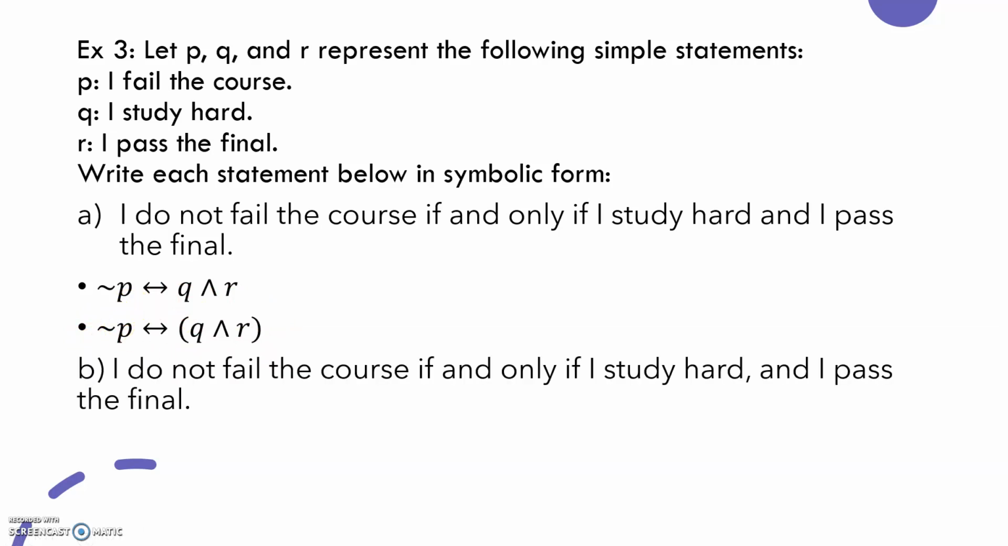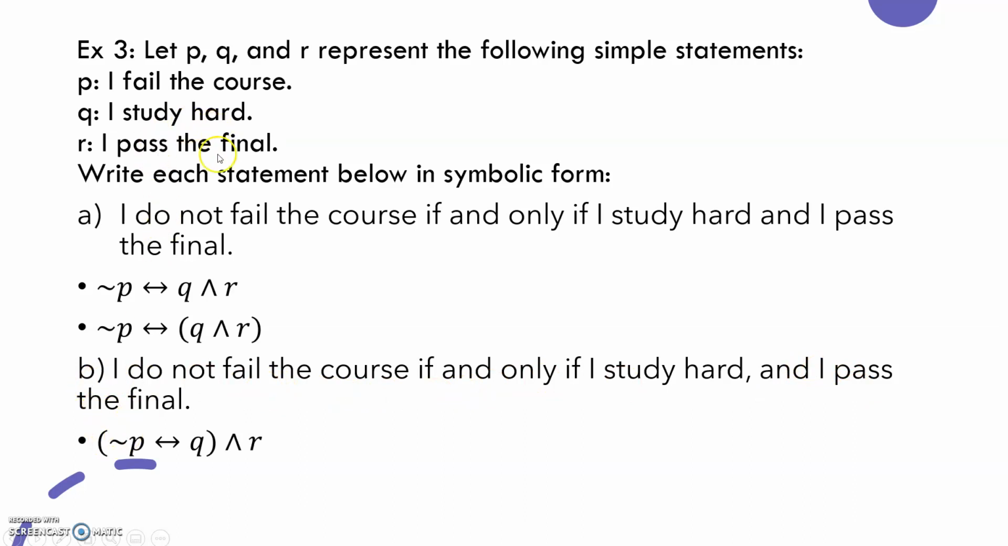All right, one last one. I do not fail the course if and only if I study hard, comma, and I pass the final. So the comma here lets me know how to group it. So because I have a comma, I actually know how to group it. So I do not fail the course, which would be not P. If and only if it's the double arrow, I study hard is Q. So I will group that together. And then, and it's the upside down V, I pass the final, which is R. So that would look like this.